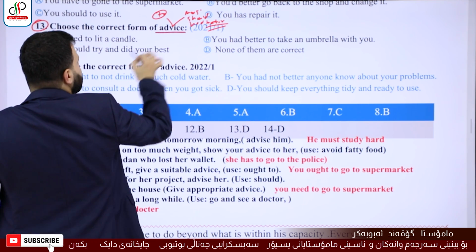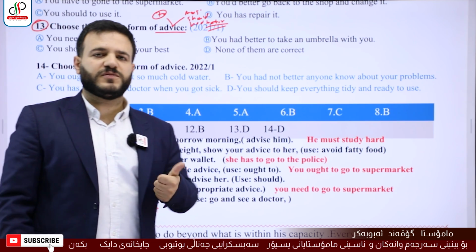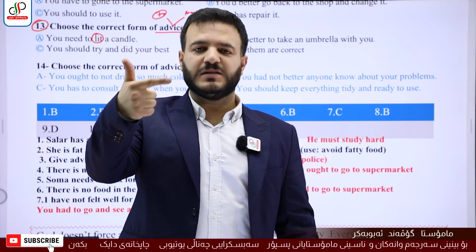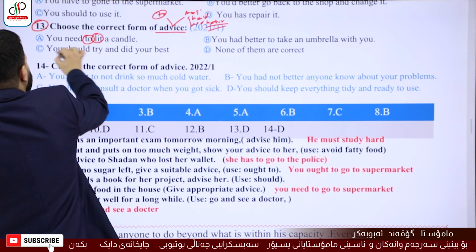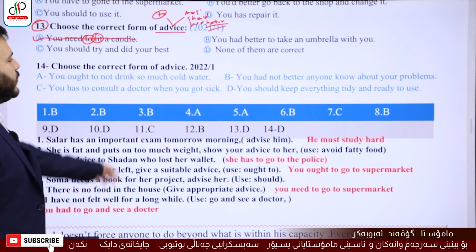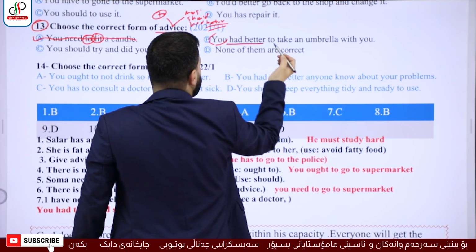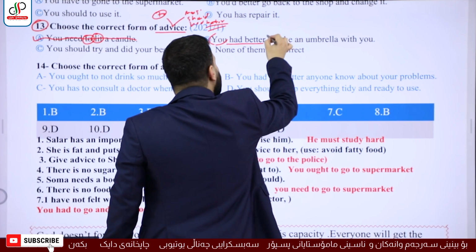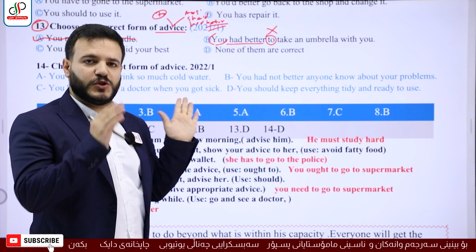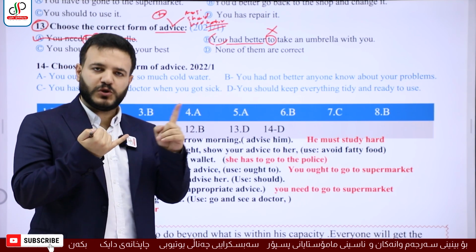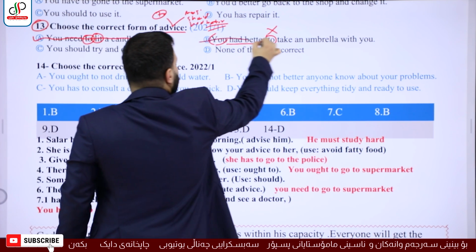Let's see. This is advice form. You need to lit a candle. If you see that, what's the base form of lit? It's light, lit, lit. It's lit here. It's a past verb, it's not a base verb. That's why A is wrong. B, you had better to. You know that you can use it with had better. Yes, it's right. But to is wrong. Why? Because we don't use to with had better. We don't use to with must, should, had better. In that case, B is wrong.